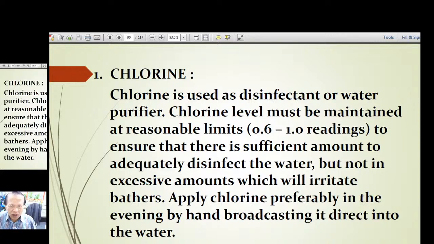Chlorine. Chlorine is used as a disinfectant or water purifier. Chlorine level must be maintained at reasonable limits, from 0.6 to 1.0 readings, to ensure that there is sufficient amount to disinfect the water, but not in excessive amounts, which will irritate the bathers. Apply chlorine preferably in the evening by hand, broadcasting it directly into the water.